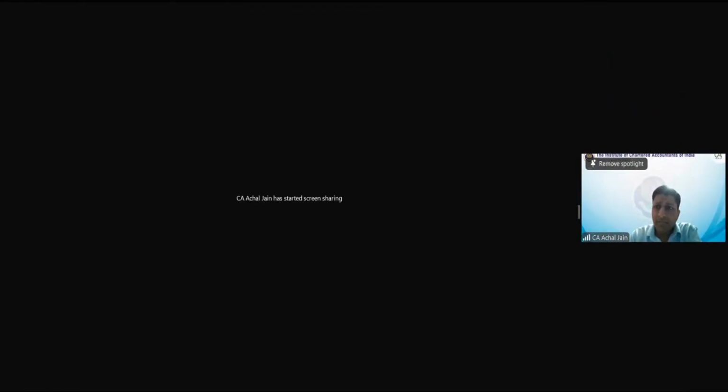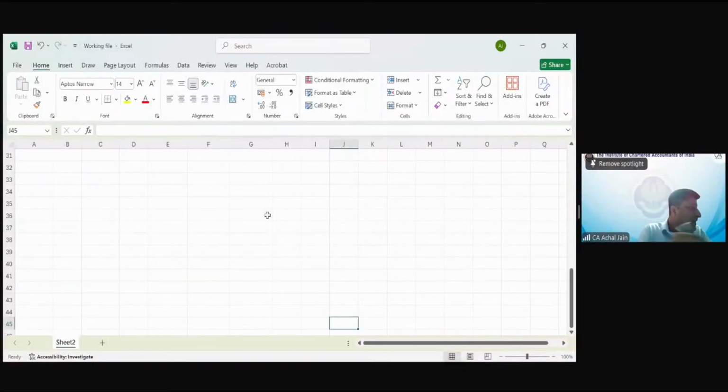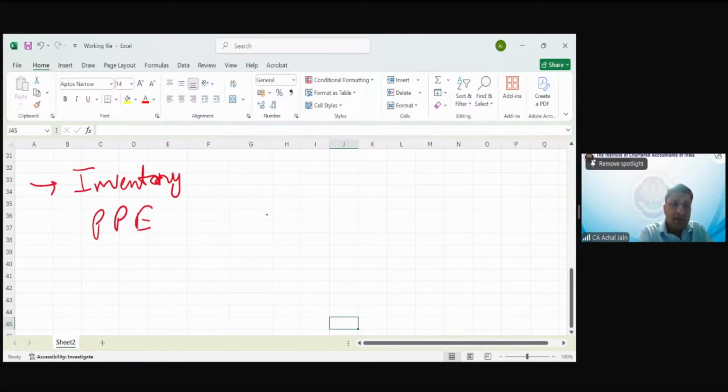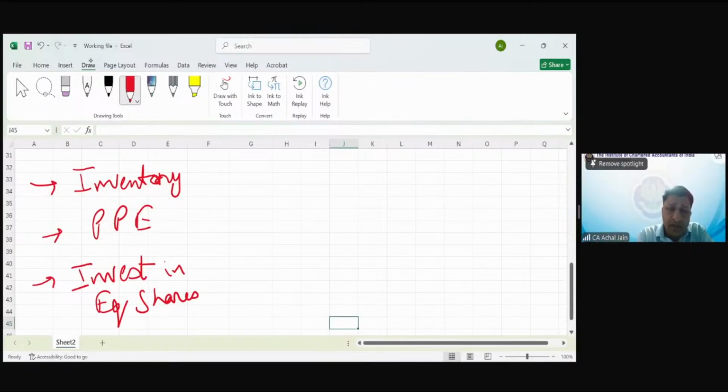Just to make it slightly simpler, let's suppose we have three examples now. If the question says inventory, that's one. PP, second one. Third is investment in equity shares. In all of these cases, whether the amounts are given or not, when you record that in the books, they will involve some amount. Yes or no? Yes, sir. Okay. So if they will involve some amount, let me just put down the amounts.